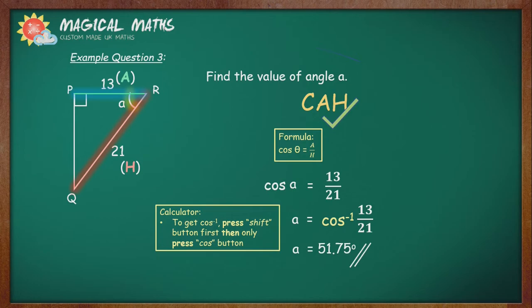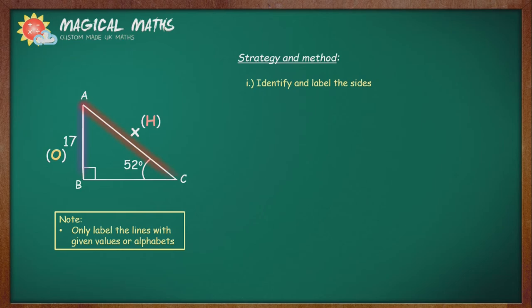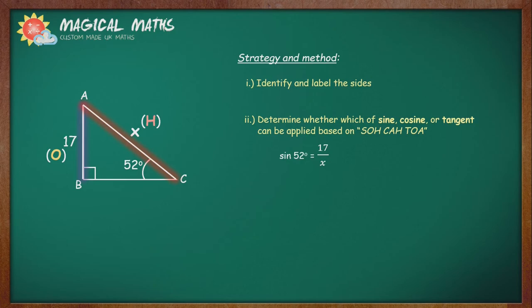Alright everybody, that's all about the concept of trigonometry. Here is some strategy and method for you when you encounter this problem. First, we identify and label the sides. Remember, only label the lines with given values or alphabets. Next, we decide whether sine, cosine or tangent can be applied based on SOH CAH TOA. Finally, we solve the question like algebra.